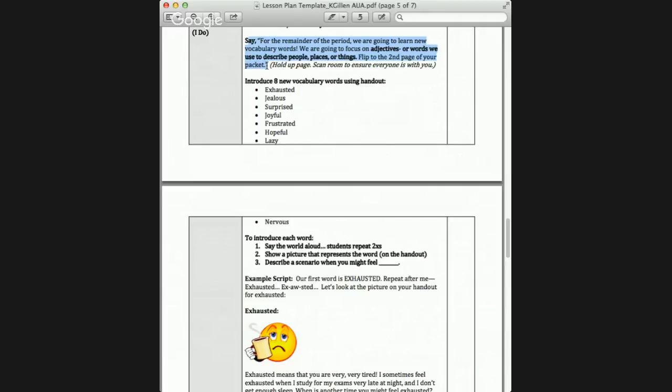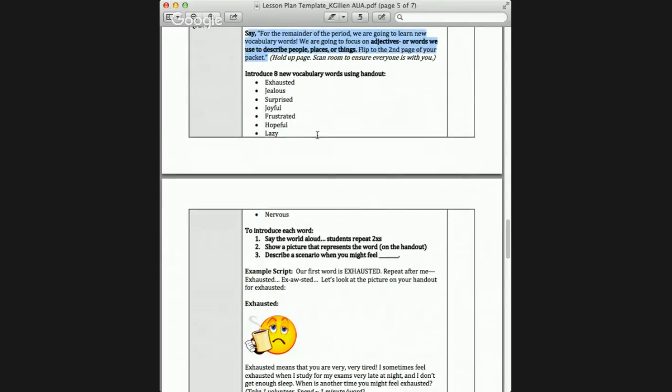So I'm going to say something along the lines of, so for the remainder of the class, we're going to learn 8 new vocabulary words, and we're going to focus on adjectives. Who knows what an adjective is? And then your students will explain, it's a descriptive word, etc. To introduce the 8 new vocabulary words.